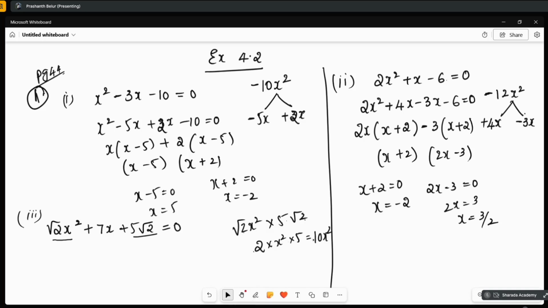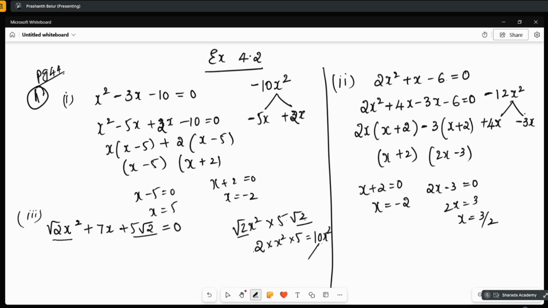Now I have to take the factors. Do you have a doubt? See, root 2 into root 2 is 2. Always like that: root 3 into root 3 is 3, root 5 into root 5 is 5. So root 2 into root 2 is 2, into x square into 5. 5 2s are 10, 10x square you will get.